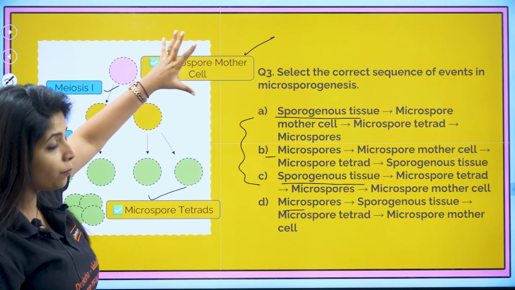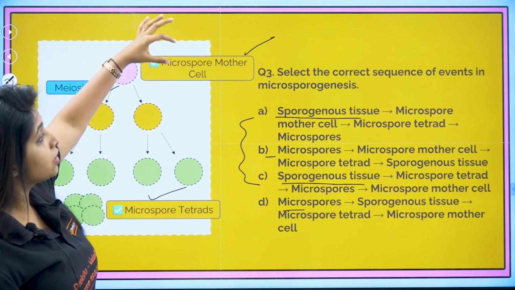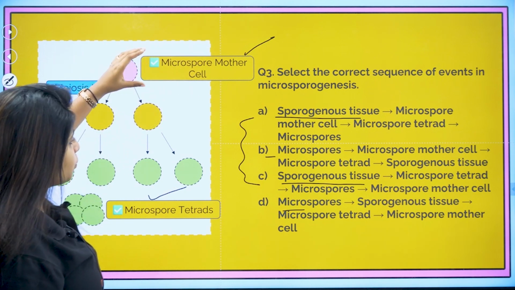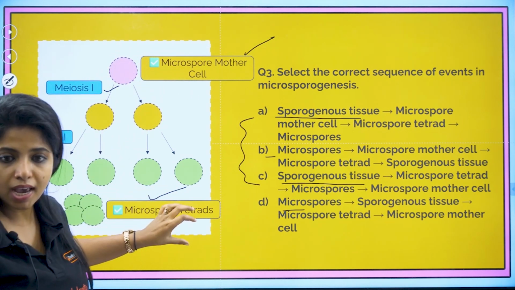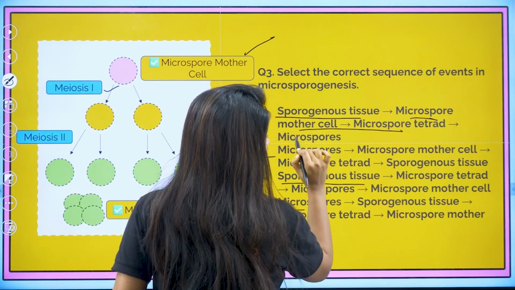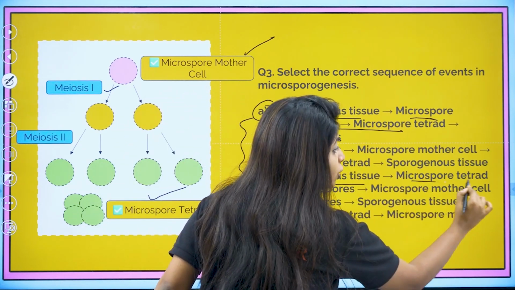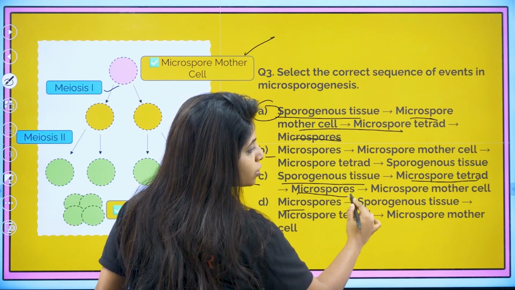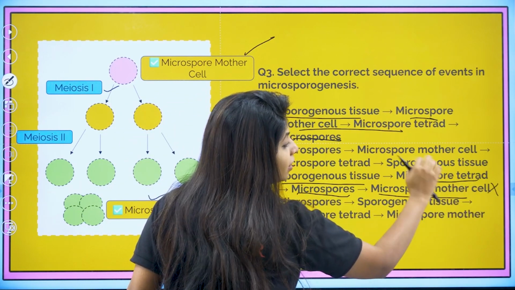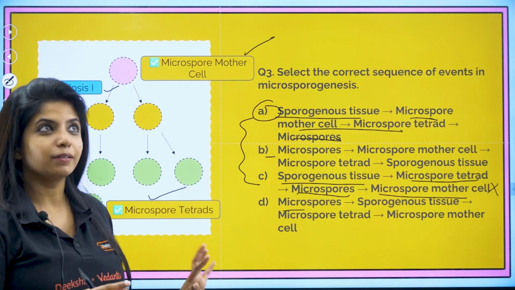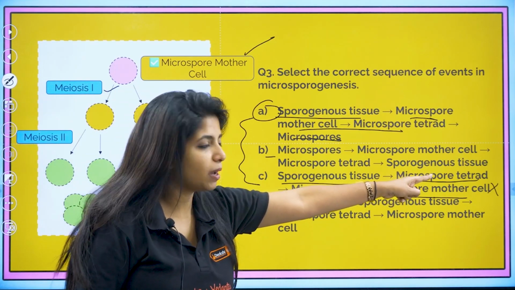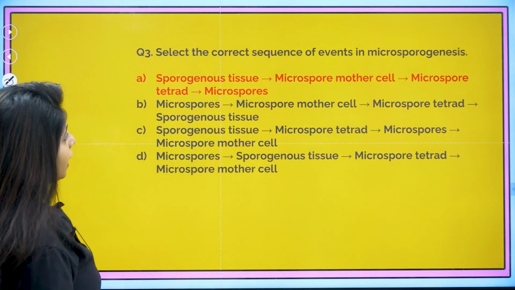So first, sporogenous tissue, where all this is happening. And in that tissue, multiple cells are there, which are known as microspore mother cell. Microspore mother cell will divide and form microspore tetrads, and the microspore tetrad will form what? Microspores. So your answer would be what? This. If you see this, here microspore tetrad is given before microspores and the microspore mother cell is given later, and we do not want that. This should be up over here. So your answer would be A.